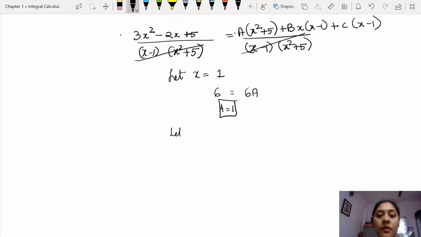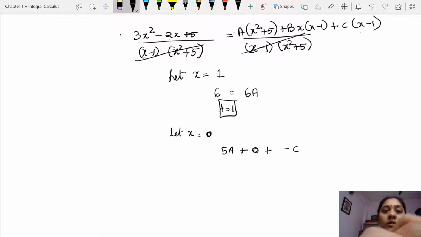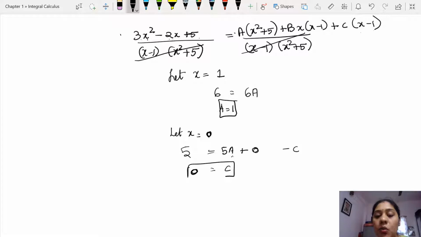Next, let x equal to, let's assume some other easy value. Let's say 0. If I say 0, this will become 5a, plus this b will become 0 completely, plus c will be minus c. On this side you will have 0, 0, 0, so only 5 will be remaining. We know the value of a is 1, so 5 minus 5 will become 0. So the value of c is 0. C is taking a value of 0.